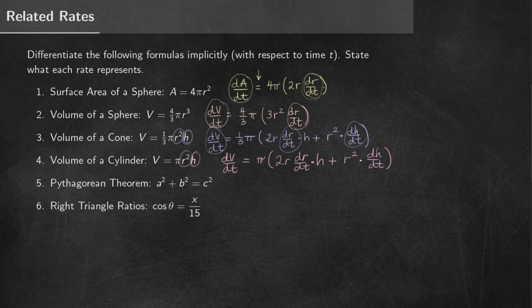Again, we're relating 3 rates. We've got how quickly the volume is changing with respect to time, how quickly the radius of the cylinder is changing with respect to time, and how quickly the height of the cylinder is changing with respect to time.